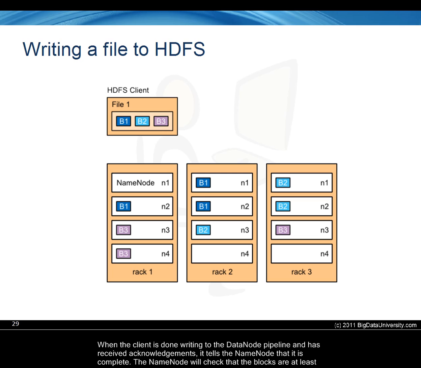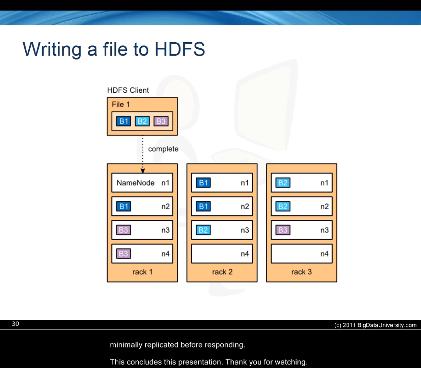When the client is done writing to the data node pipeline and has received acknowledgments, it tells the name node that it is complete. The name node will check that the blocks are at least minimally replicated before responding.